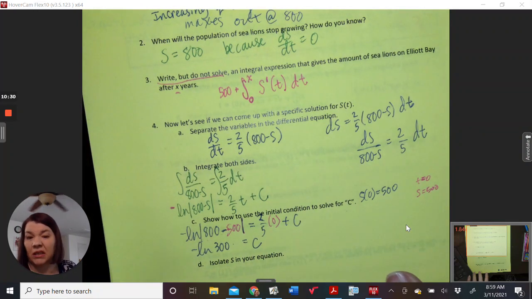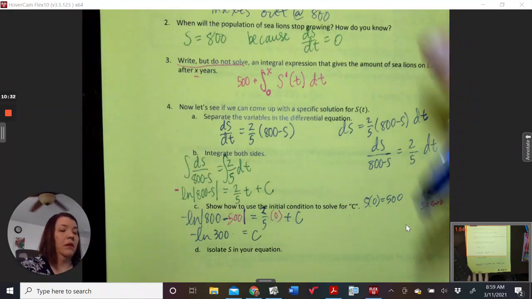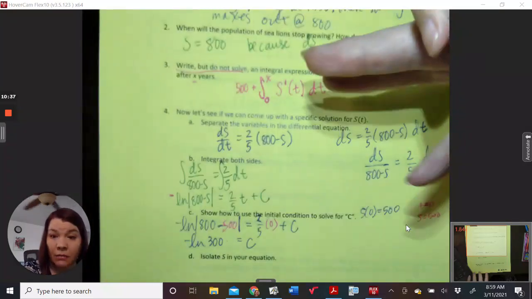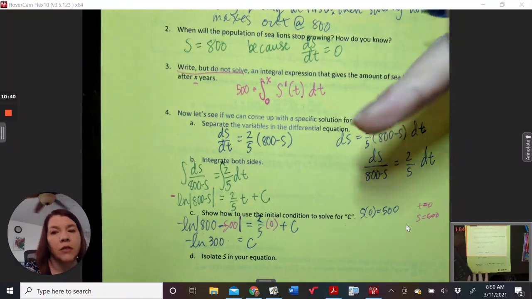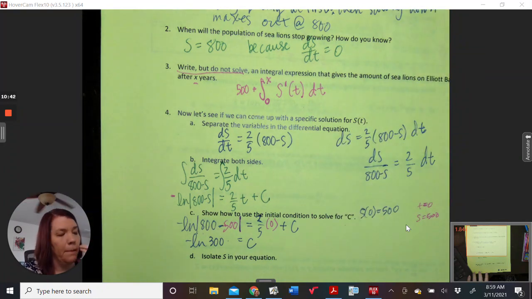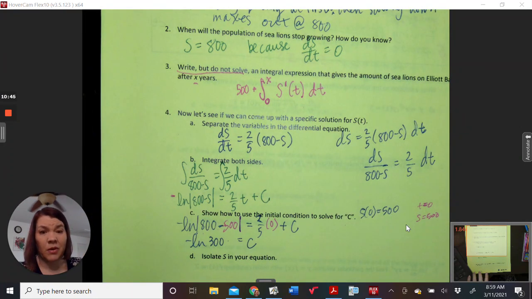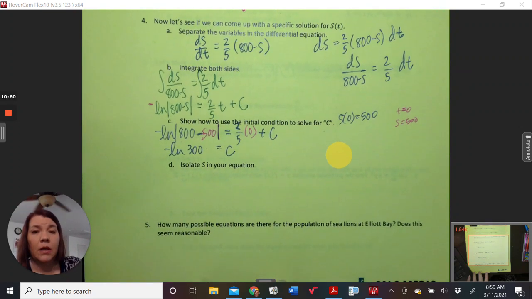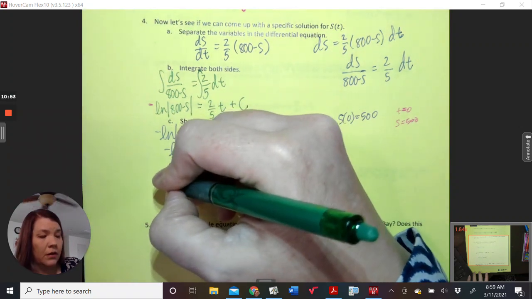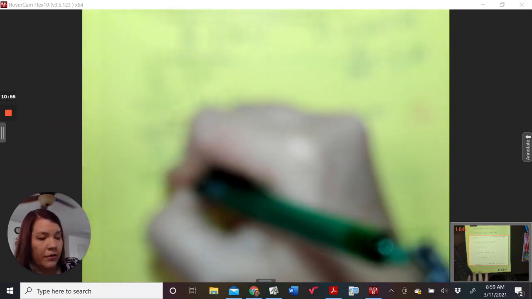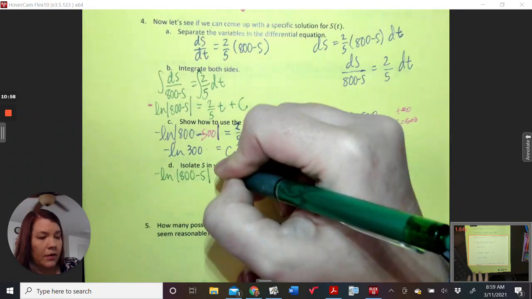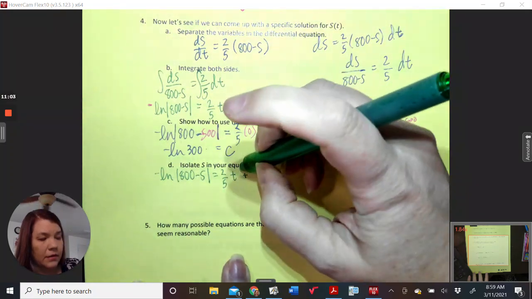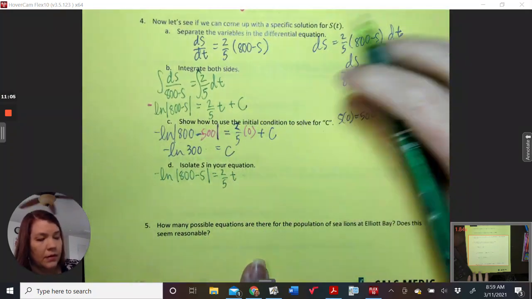So we separated, we integrated, we found c. Notice we found c before we got s alone. It is easier to find c right now, sometimes, and sometimes it's not, but we're going to find c right away. Now isolate s in my equation. So I'm going back to the green equation. Negative ln of 800 take away s equals 2/5 t plus c, and c is negative ln 300.